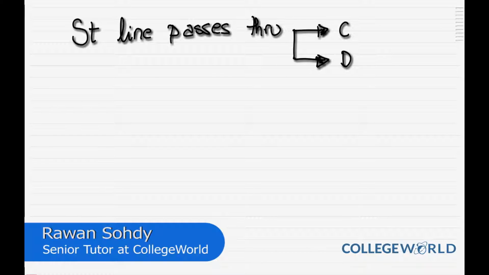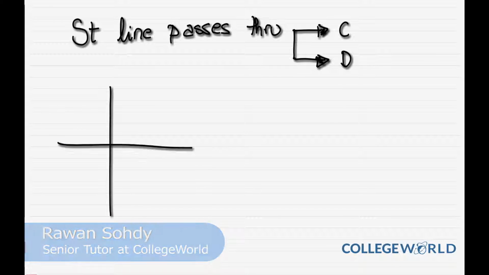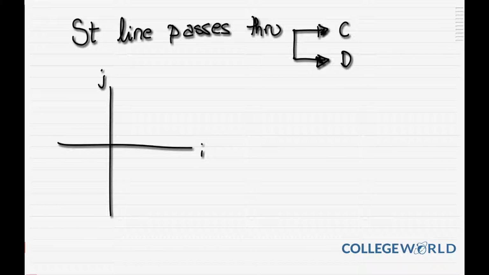Now let us first draw it. If we have the ij graph, and we have the position vector C, and you have the position vector D, and you know it passes through both, which means it is probably a vector that's this way. It can be in either direction, but let's just assume it goes this way.